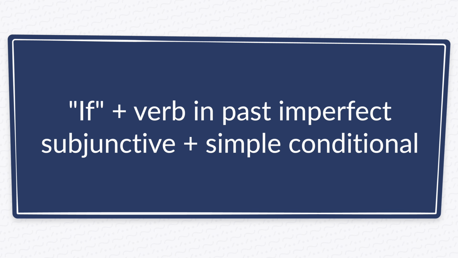The third way we use if clauses is with the combination of the imperfect subjunctive and the conditional. This one might sound a little confusing, but I promise it's pretty simple. It just means that if a past action was complete, then the present action would have been carried out. Here's the formula. If plus verb in past imperfect subjunctive plus simple conditional. Let's take a look at it in action.